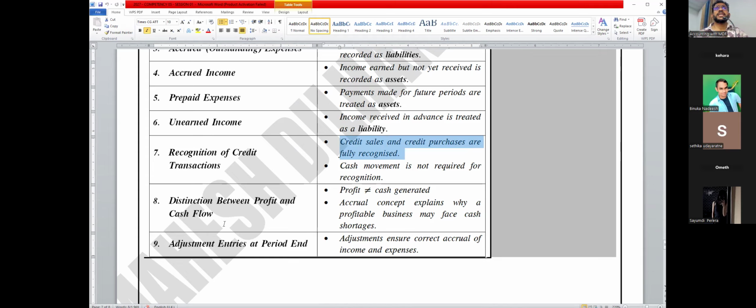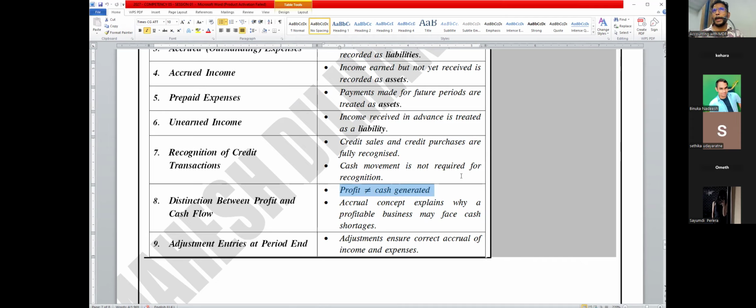Distinction between profit and cash flow. Profit is not equal to the cash generated. There is nothing to do with cash in recognizing the profit, because cash is completely different from profit. The accrual concept explains why a profitable business may face cash shortages. Your business shows a profit, but it has a very low cash flow.